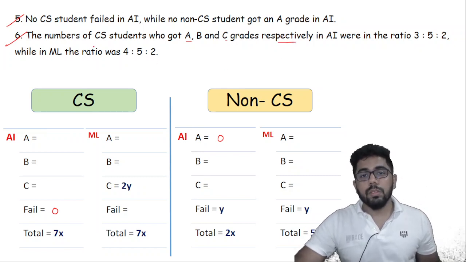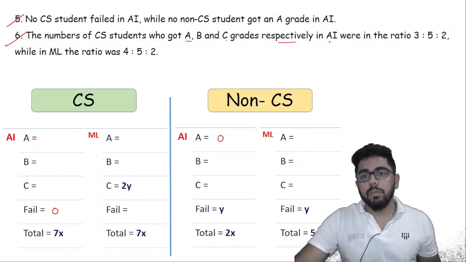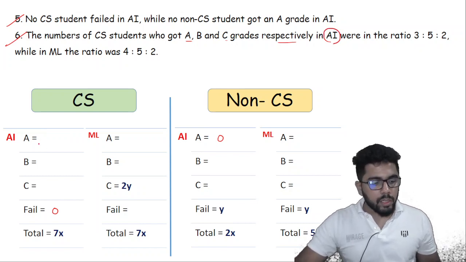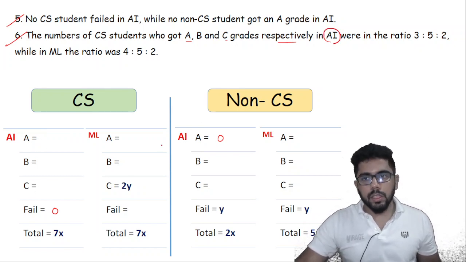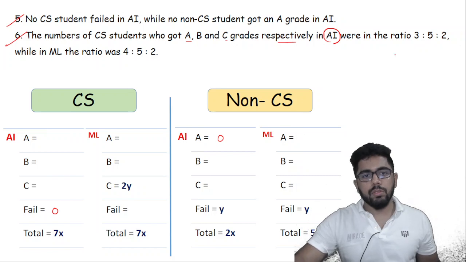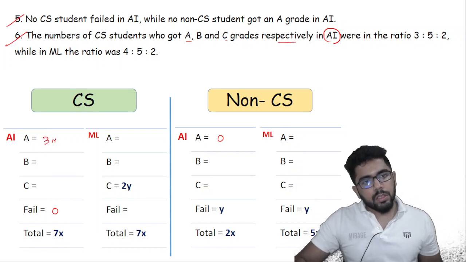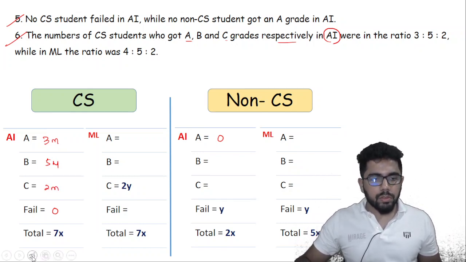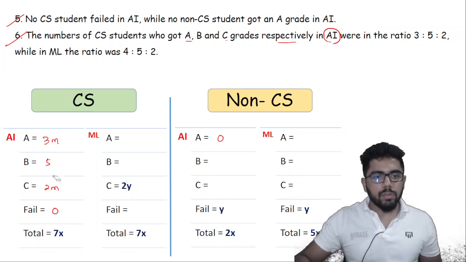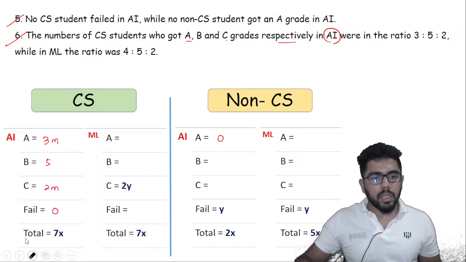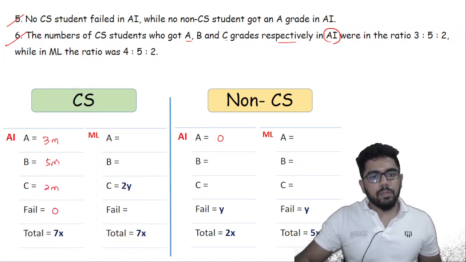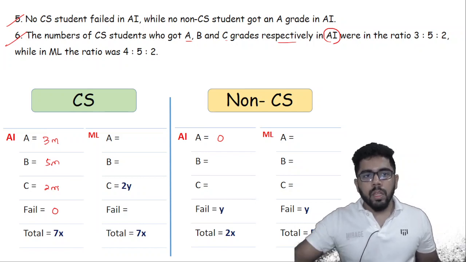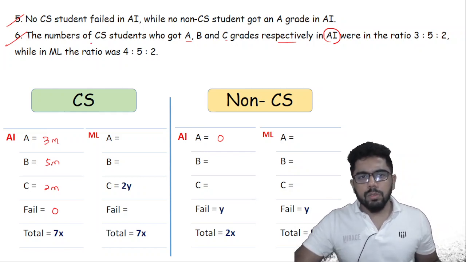The number of CS students who got A, B and C grades respectively in AI. In AI, A, B and C grades were in the ratio 3 is to 5 is to 2. So this is 3M, 5M and 2M. 3 is to 5 is to 2. Number of CS students who got A, B and C grades in AI: 3M, 5M and 2M.